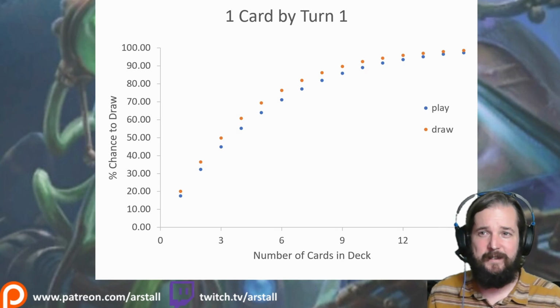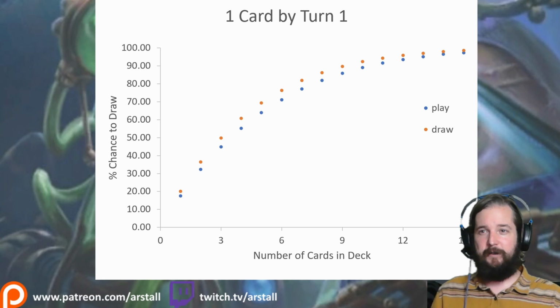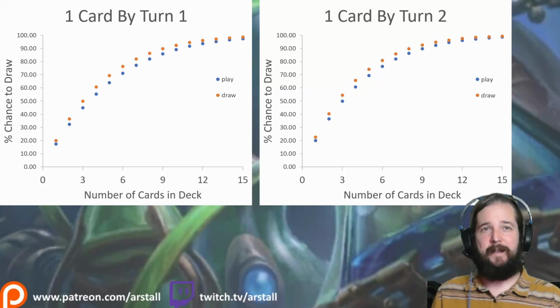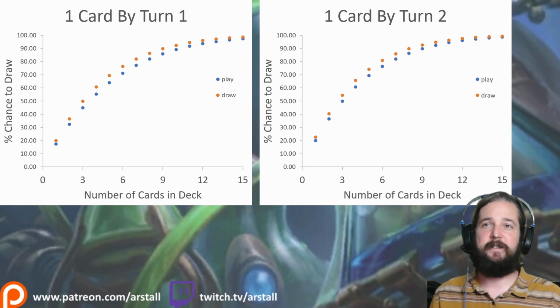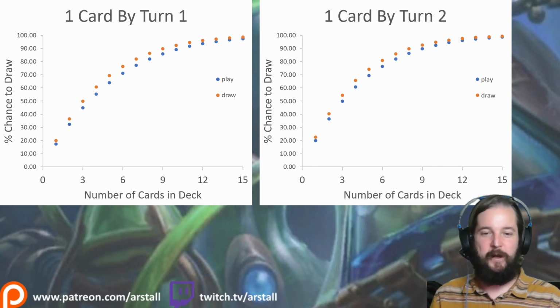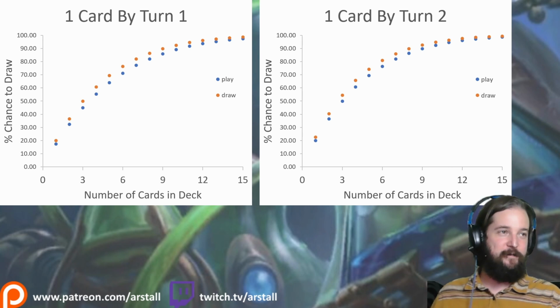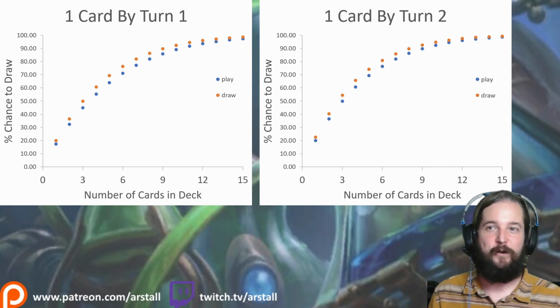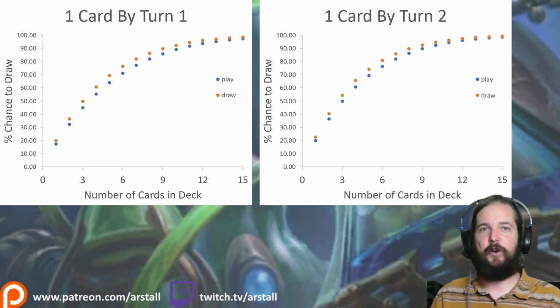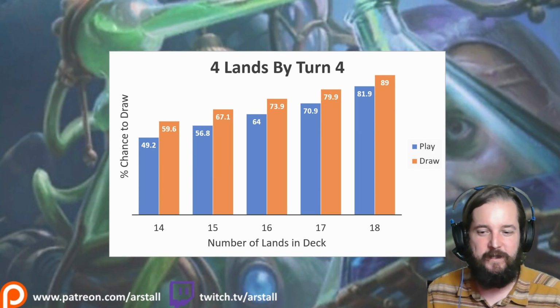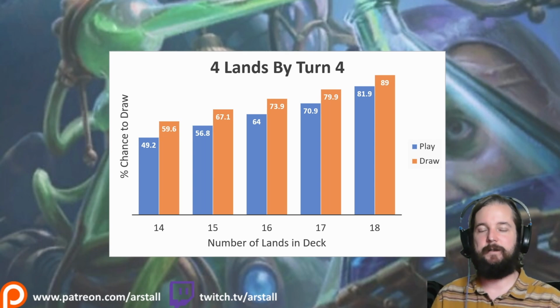What I did is use a hypergeometric calculator to calculate the odds of drawing 1 card by turn 1, and then repeat this process for the chances of drawing that 1 card by turn 2, etc., down the line, for 2 cards by turn 3, whatever. You can calculate your odds, or your percent chance, of that occurring. The very first thing we wanted to look at was the ideal amount of lands to run in a 40-card deck.